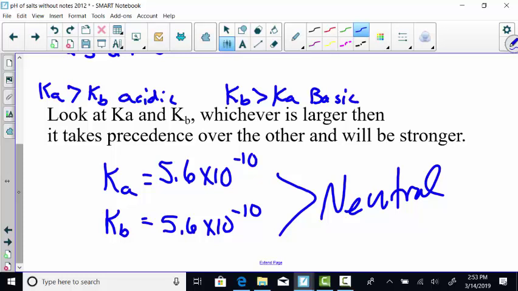Okay? So, a lot of information there about salts. And hopefully we can try the worksheet.